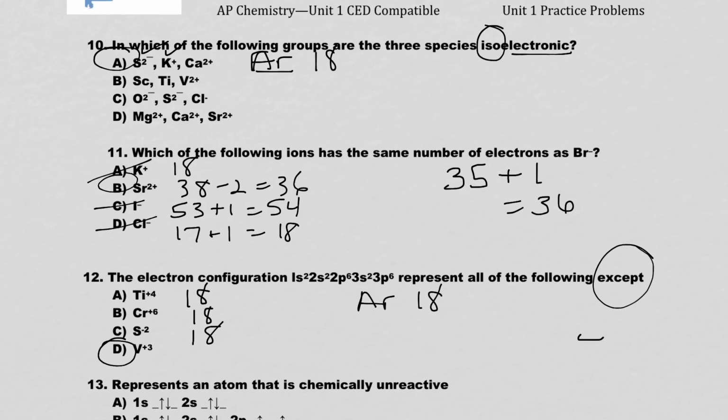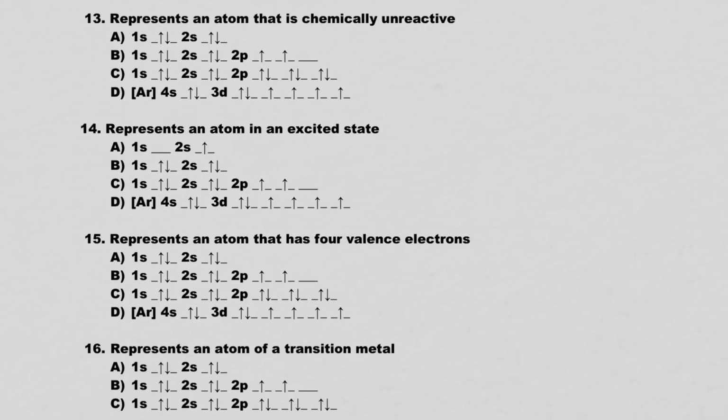So that is definitely the answer. Okay, 13. Which of the following, these are orbital notations or orbital diagrams, represents an atom that is chemically unreactive? Well, for something to be chemically unreactive, we typically think what that really means is it doesn't need to lose or gain electrons, and the group that does this are the noble gases.